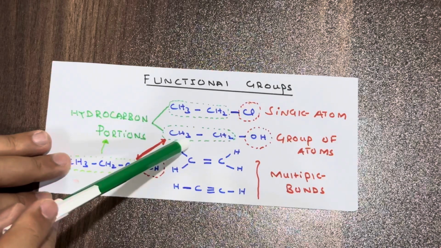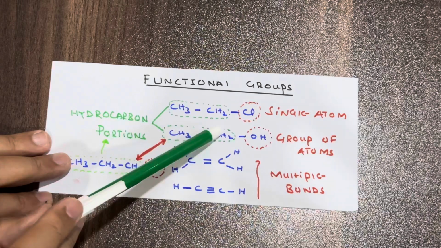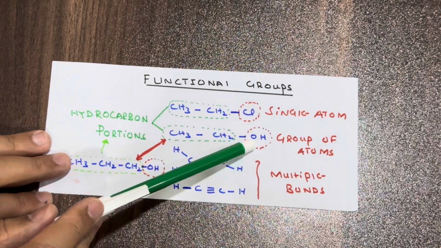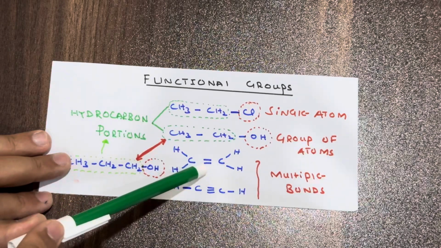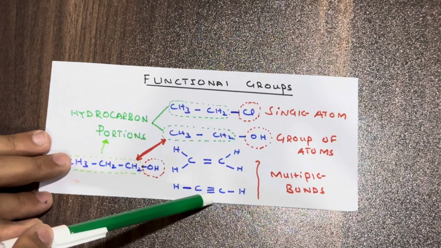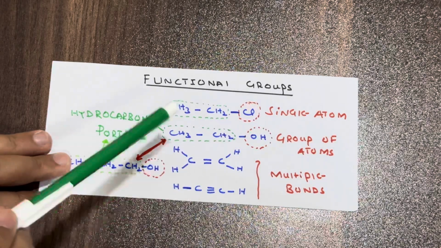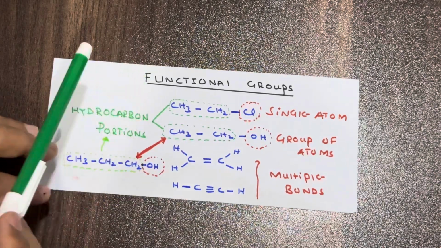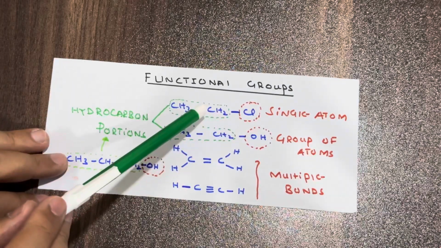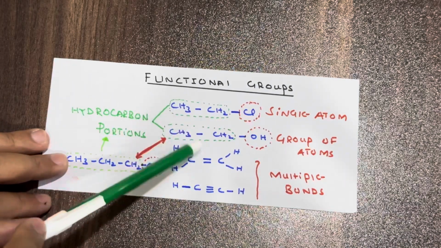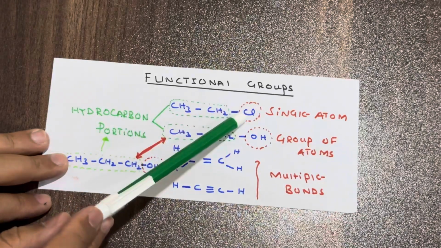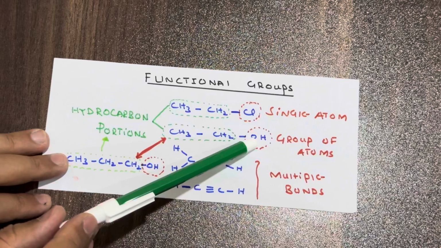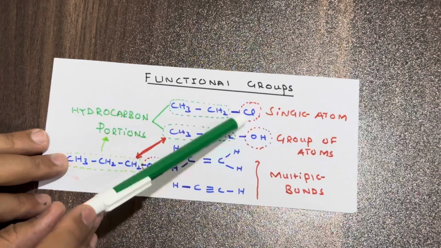In case of ethyl alcohol, again, this one is the hydrocarbon portion and a group of two atoms, the hydroxyl group, is attached with it. In case of alkenes, my dear students, there is a carbon-carbon double bond, and in case of alkynes, there is a carbon-carbon triple bond. Now, there is a question whether the chemical properties of all these molecules will be decided by the ethyl group or the Cl group and OH group.